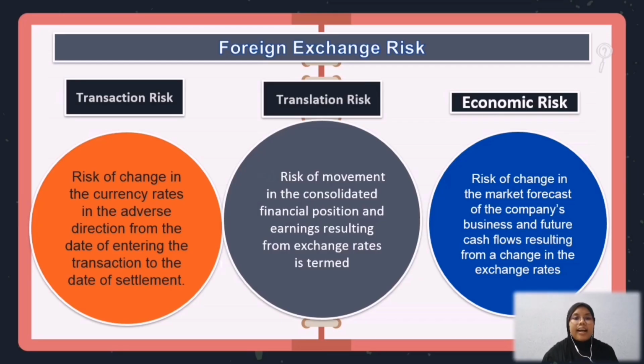Okay, next, there are three types of foreign exchange risks, which are transaction risk, translation risk, and economic risk. Transaction risk is the risk of change in the currency rates in adverse directions from the date of entering the transaction to the date of settlement. Translation risk is the risk of movement in the consolidated financial position and earnings resulting from exchange rates in the system. And economic risk is the risk of change in the market forecast of the company's business and future cash flow resulting from a change in the exchange rate.